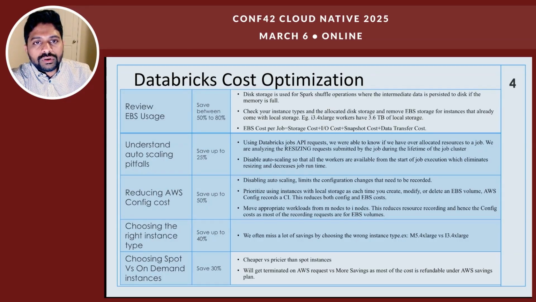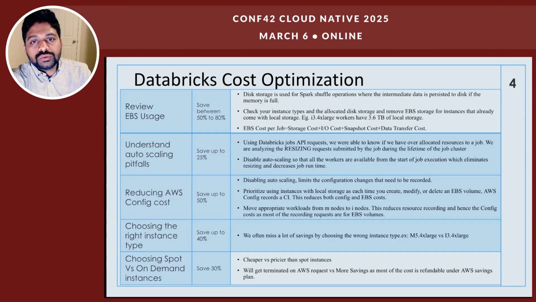Whenever you launch your node or cluster, when the data is processed and goes out of memory, it starts writing to disk. Most nodes come with internal disk itself. If it is not there, it will use AWS EBS storage. So most of the time it's the default storage available on the nodes. Disk storage is used for shuffling, as I said, so checking your instance type and allocated disk is very important.